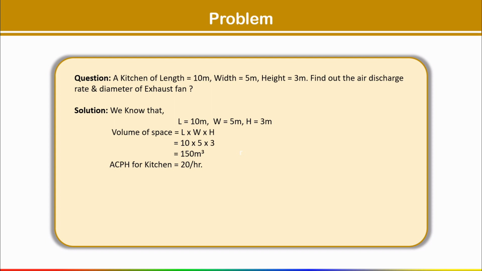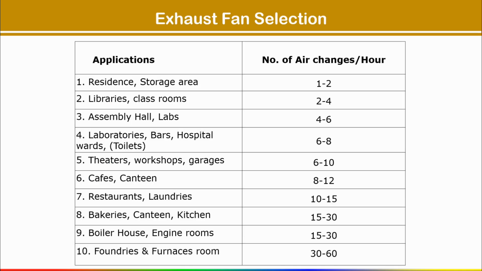Now ACPH for kitchen, how much we have to take? Here I have taken 20. 20 means in 1 hour we have to change the air 20 times to improve indoor air quality. From where I have taken this value? See, from this table. As I told you, in the first column you have to search where the kitchen is. Kitchen is coming at number 8.